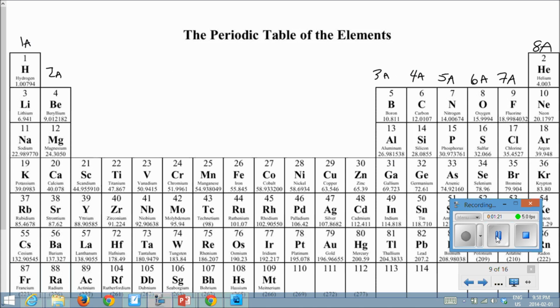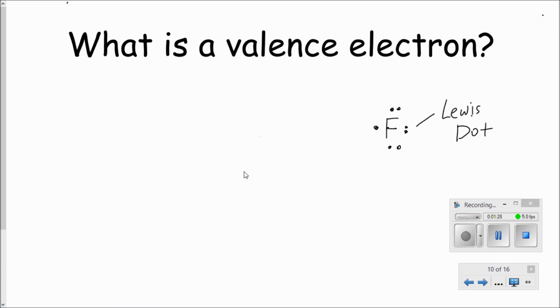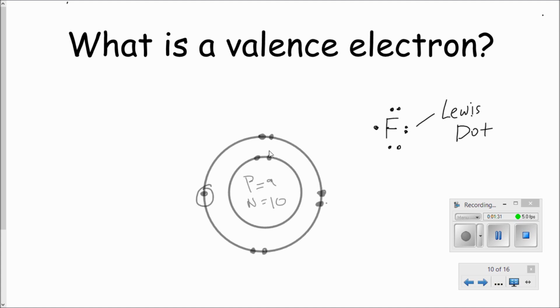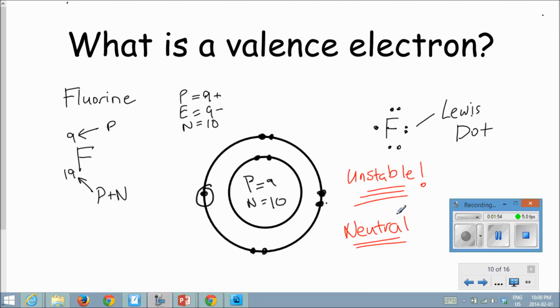Please recall that valence electrons, this is the Lewis dot diagram for fluorine, represent the outermost shell of an atom. This is the Bohr-Rutherford diagram for fluorine, and you can see that fluorine has 9 electrons to match up with its 9 protons. So right now this atom is neutral, but it has 9 electrons and 7 valence electrons, because we are only concerned with the outermost electrons. Now this atom is considered to be unstable. It's unstable, but it's also neutral, okay?